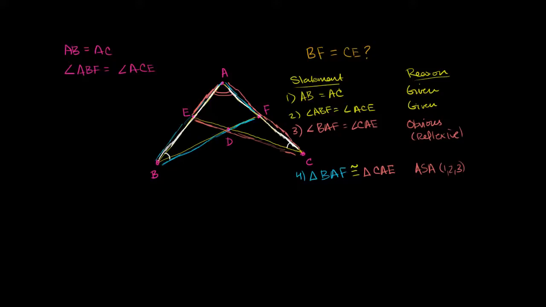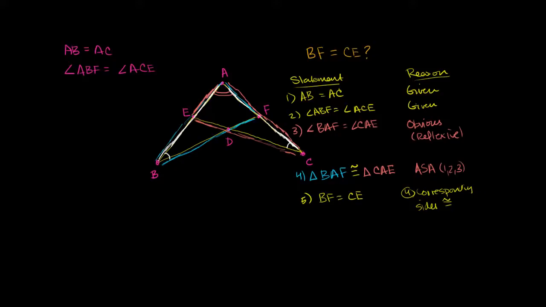We know that corresponding sides are going to be congruent. So we know our statement 5. I should do this a little bit neater. Our statement 5, we now know that BF is equal to CE. And this comes straight out of statement 4. And we could say corresponding sides are congruent.